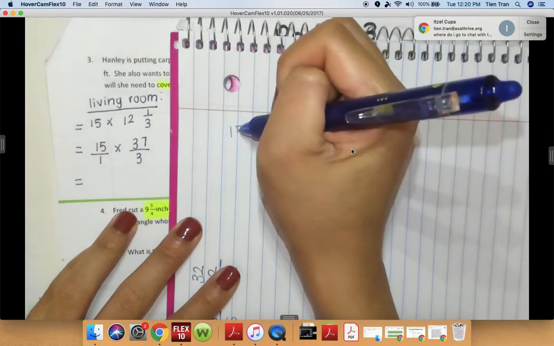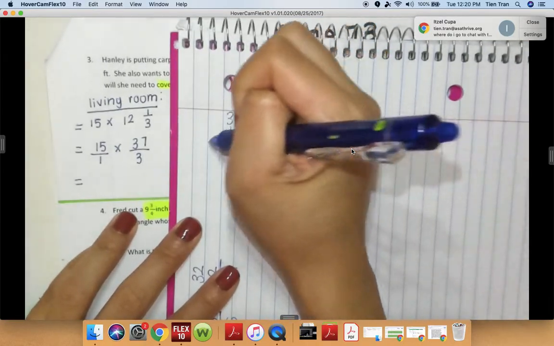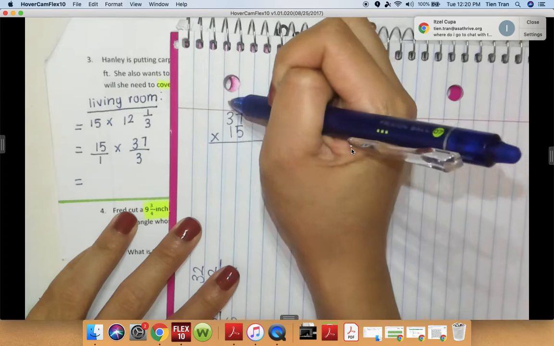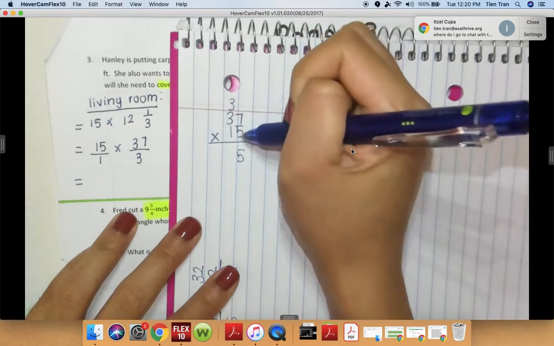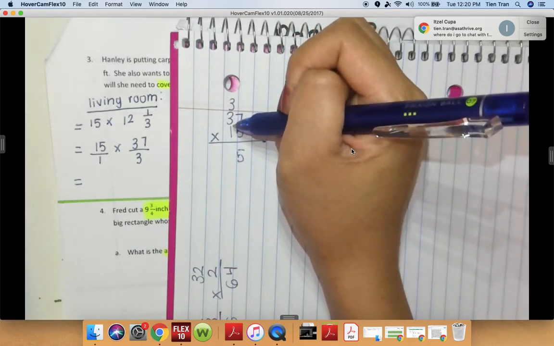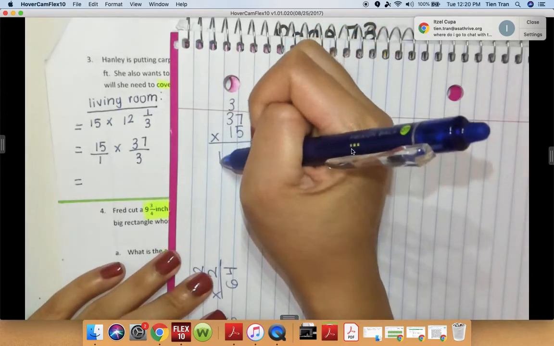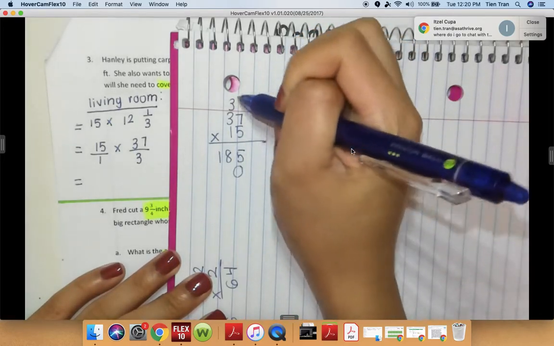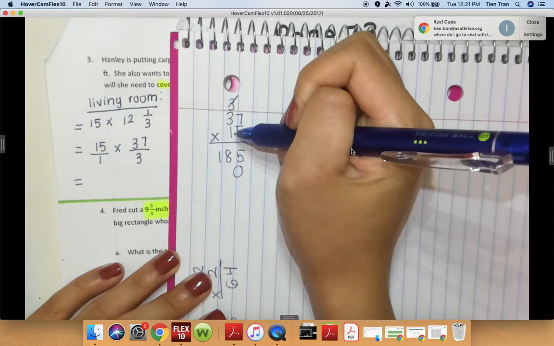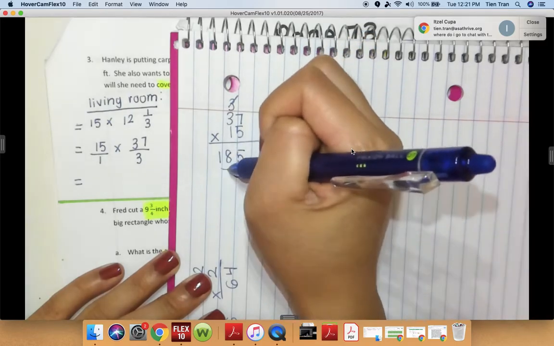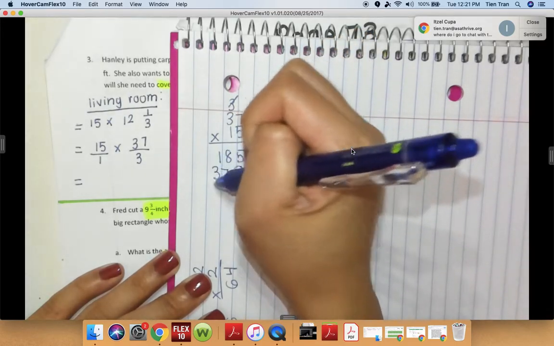I have 15 times 37. 7 times 5 is equal to 35. 5 times 3 is 15. And 15 plus 3 is equal to 18. I'm going to bring down my 0. 1 times 7 is equal to 7. 1 times 3 is equal to 3.